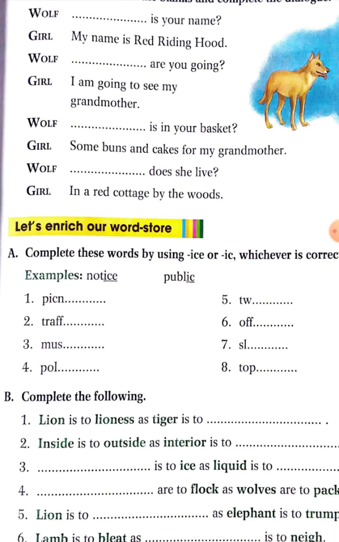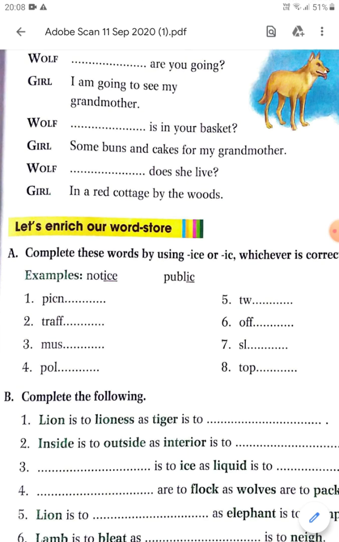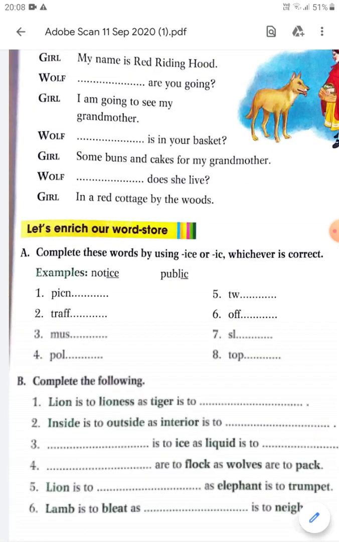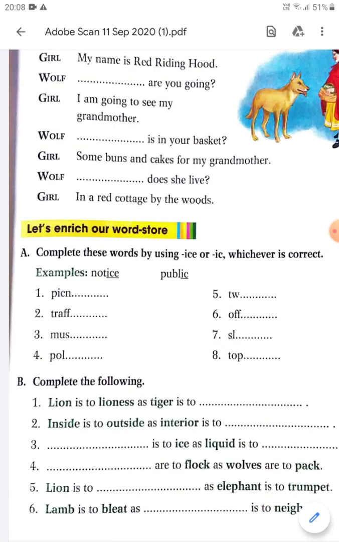By the woods means near wood. And woods means jungle. By the woods means near a jungle. She said she lives in a red cottage near the jungle. Next is, see, check your spellings.